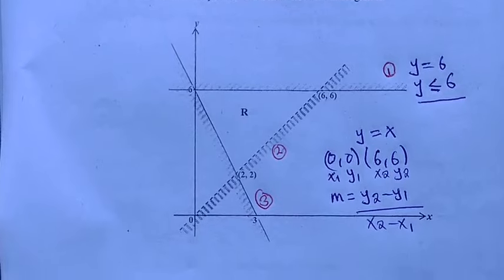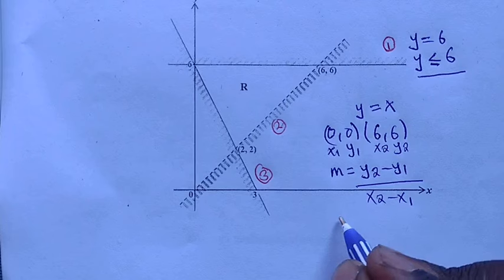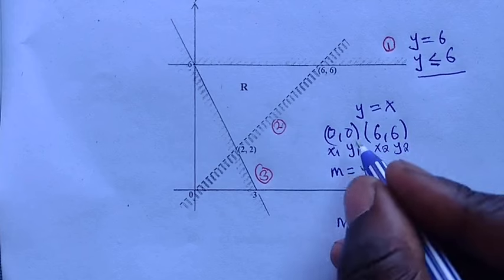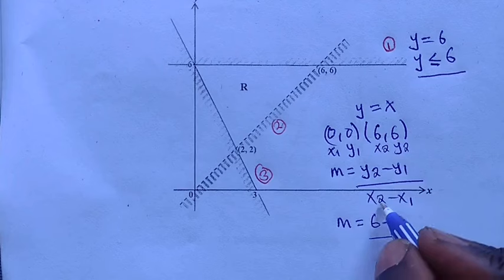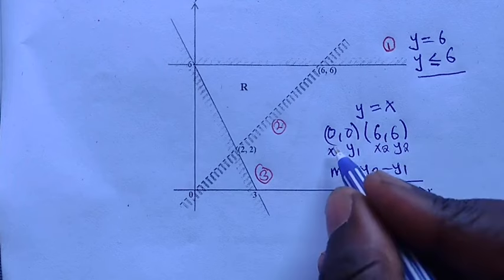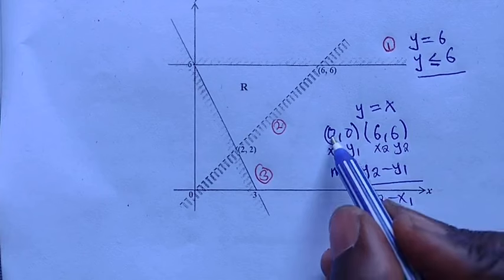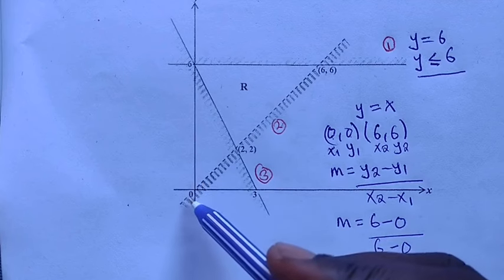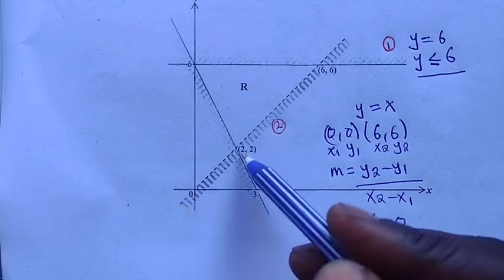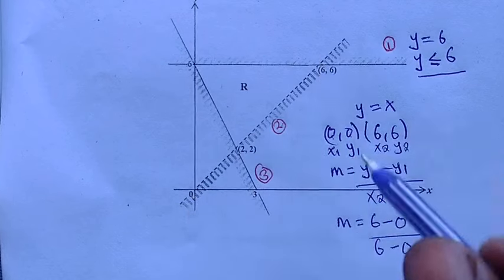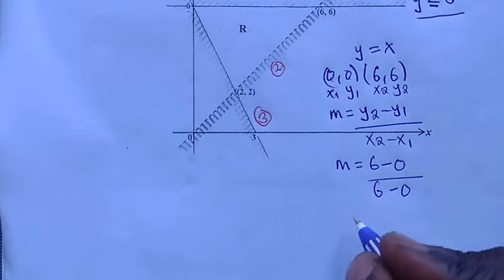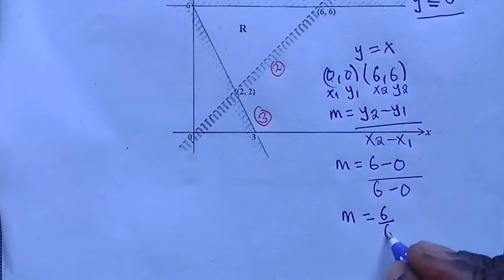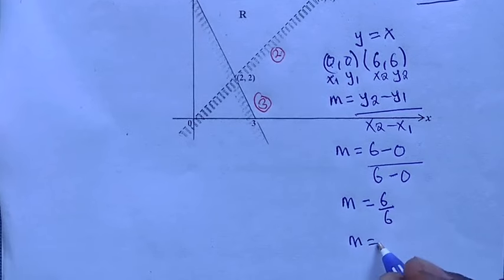So what you are going to do there is you are just going to substitute. You will say m equal to, where there is y2, put a 6, where there is y1, put a 0, over where there is x2, put a 6, where there is x1, put a 0. The reason why I picked 0, 0 is because this line is also passing on the origin here, where we have the coordinates 0, 0. I can also pick this point, or I can pick these coordinates, it is fine. So from here, m equal to 6 minus 0 is 6 over 6 minus 0 is 6. So the value of the gradient is equal to 1.